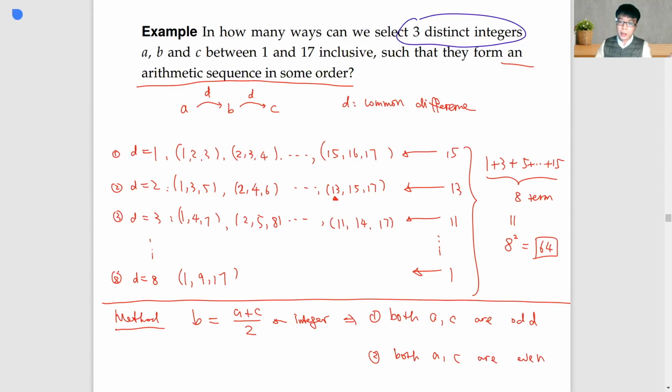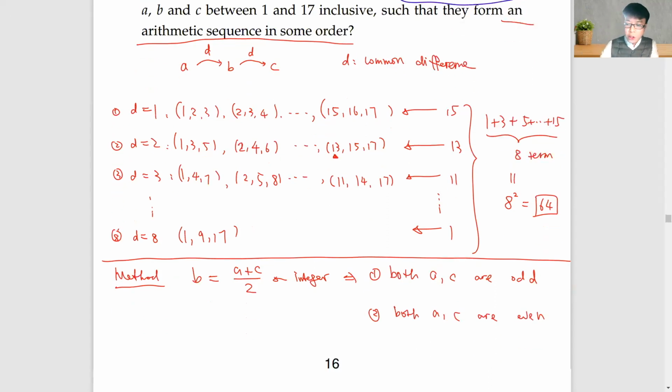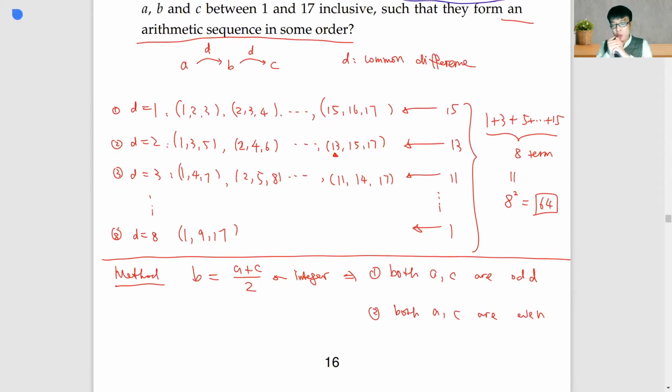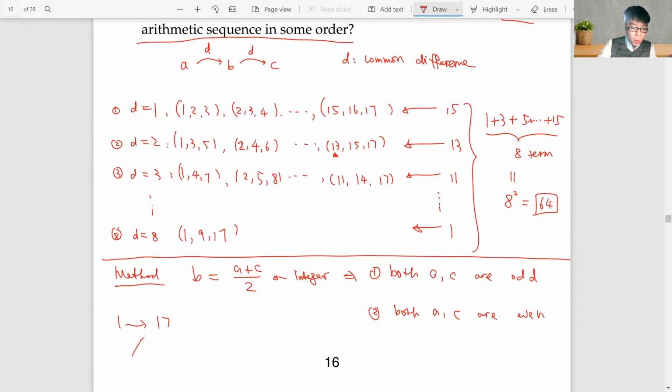You can check any case, any value case. Now we just need to select 2 odd numbers or 2 even numbers, and B is automatically determined. So from 1 to 17, we have 9 odd numbers, and also 8 even numbers. So we can do the computation.